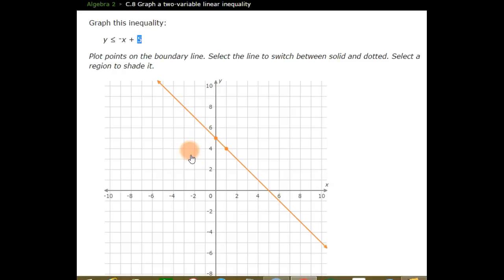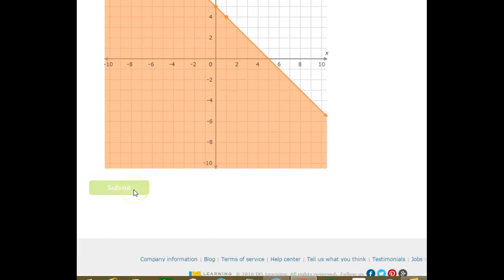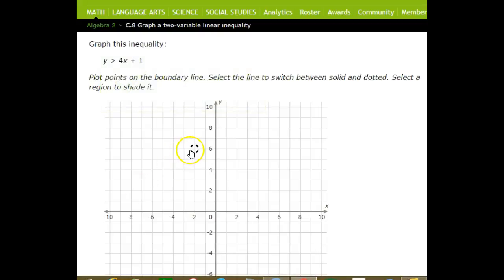Another way to think about it is like we did in the investigation. You're going to test a point that you think is supposed to be in it, like down here. So I'm going to test 0, 0. That's an easy point, right? So if I put 0 and 0 in here, I get 0 is less than or equal to 0 plus 5. So that's 0 is less than or equal to 5, and that's true, right? So, yeah, I'm going to shade this side. Now I'm going to see if I'm right. You got it.